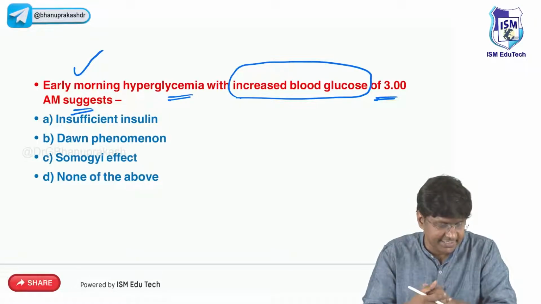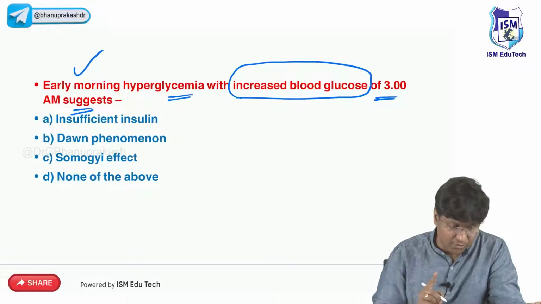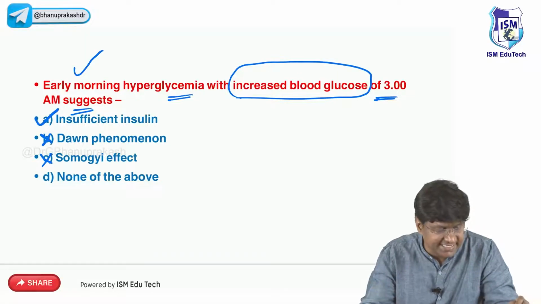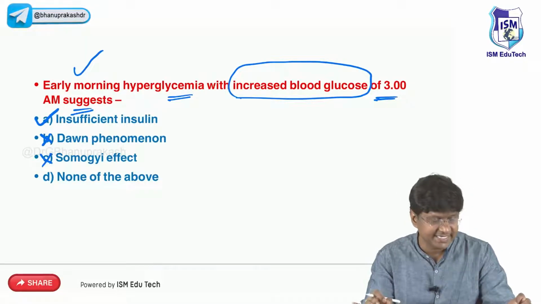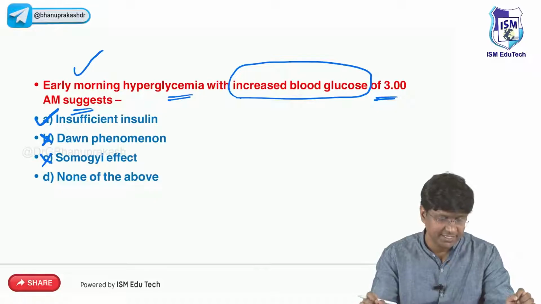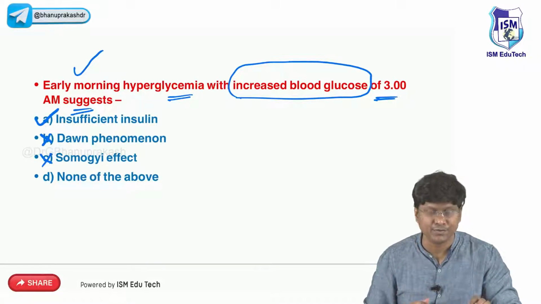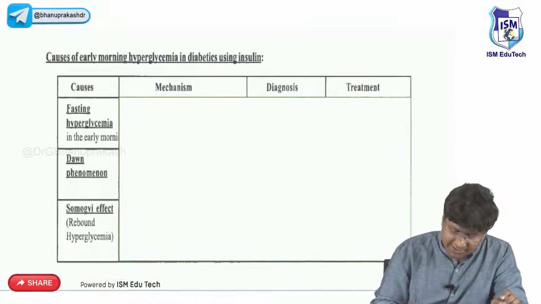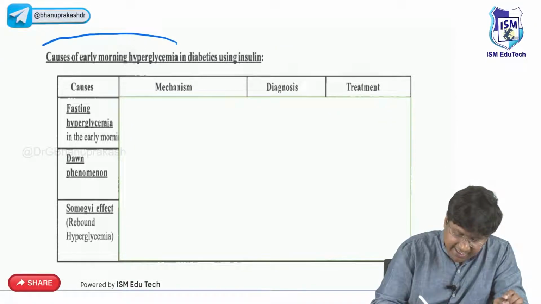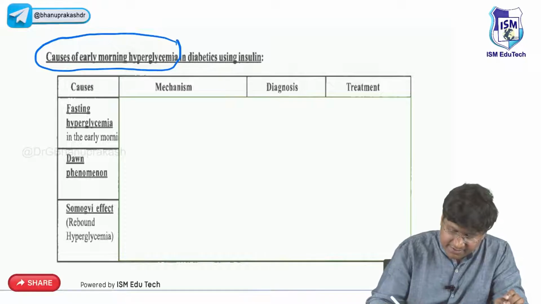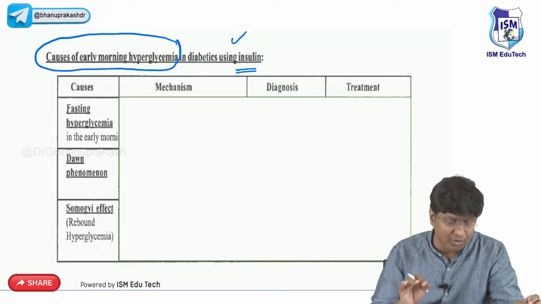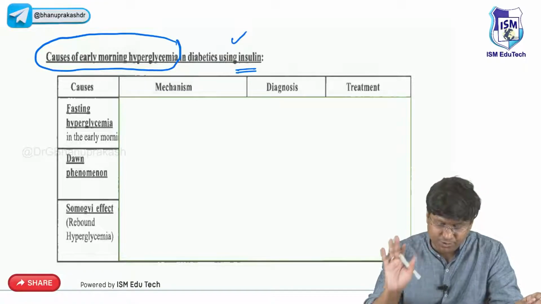So what do you think is the correct answer here? No, it is not Somogyi effect. It is not dawn phenomenon. It is insufficient insulin. Now let me explain to you all these three scenarios. So now you see, what are the causes of early morning hyperglycemia in patients using insulin?